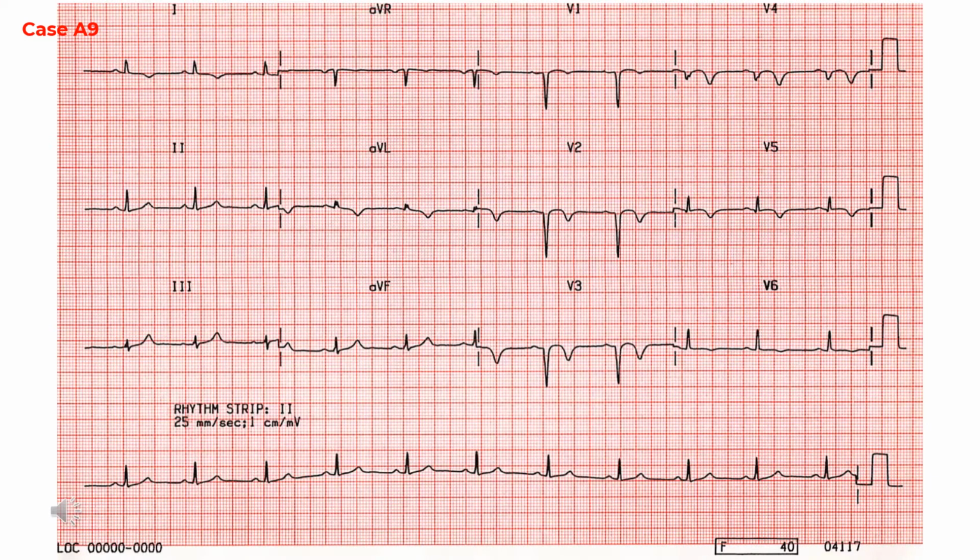Case 9. There are pathological Q waves in leads V2 to V4, although there is also a Q wave in V6. This may be a normal finding. There is also significant loss of R wave in the precordial leads, no R wave being recorded until V5, further evidence of infarction in this area.